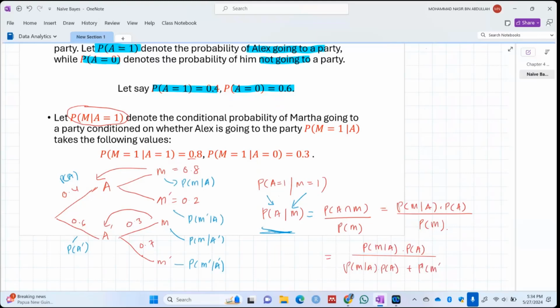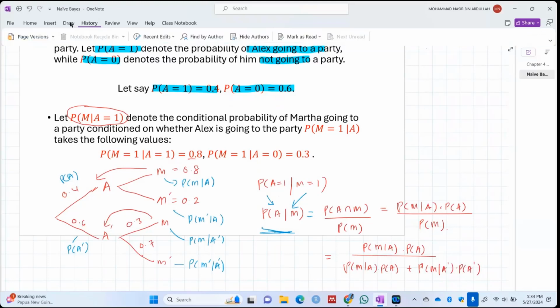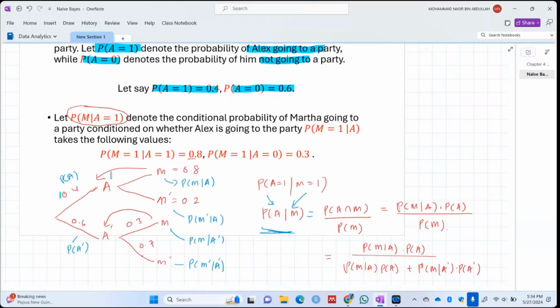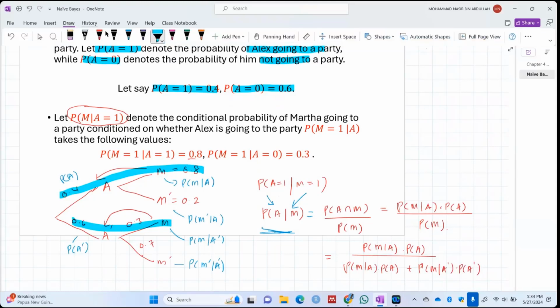M given A complement multiplied by the probability of A complement. Then we can get the value of M. So basically we are looking at the intersection between M and A, and M and A complement.